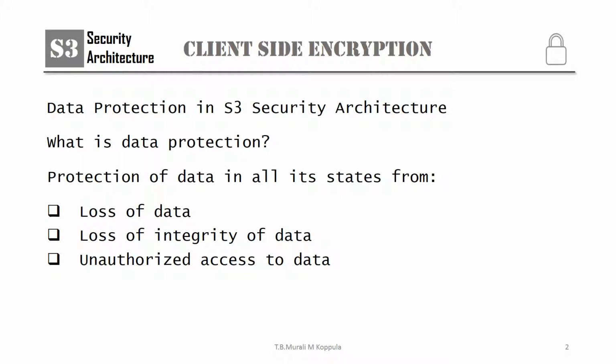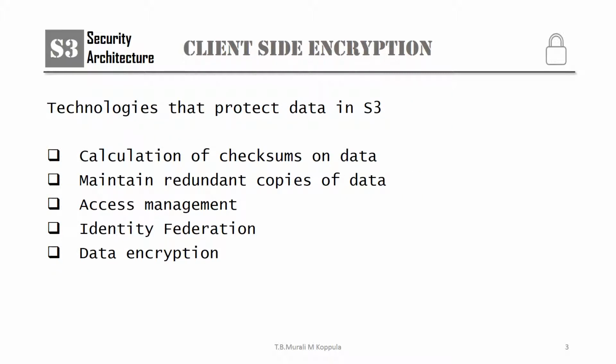There are several techniques that S3 uses to protect data. S3 calculates checksums of data packets on the stored data to protect the data integrity. Versioning and replication of data protects from loss of data. Lost data can be restored or corrupted data can be repaired using versioned or redundant copy of data. Access management services provide protection against unauthorized access to data.